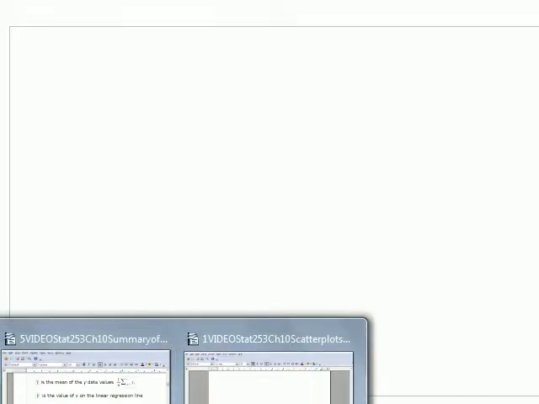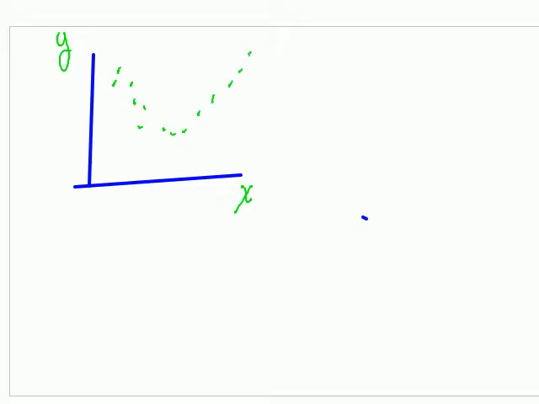Just for completeness, I'll try to sketch out here some data values that have a different correlation. Okay, so here's x and here's y, and let's just put our data points here like this. And we see some kind of trend like that. Okay, are these linearly correlated? Well, if you run a straight line through it, you might get some of them, but you won't get them all. It certainly won't be a good fit.